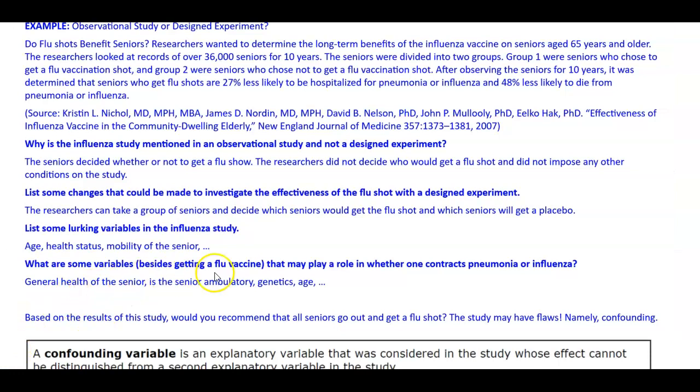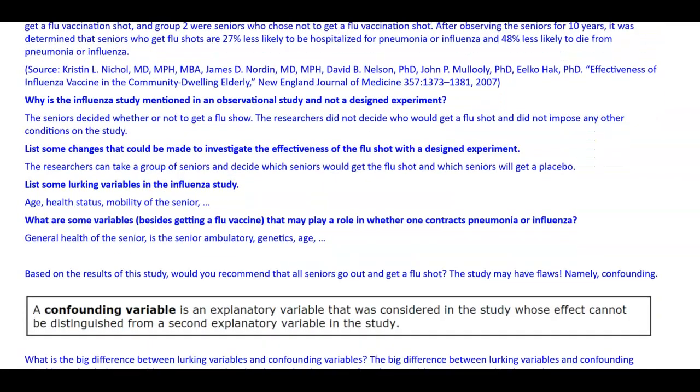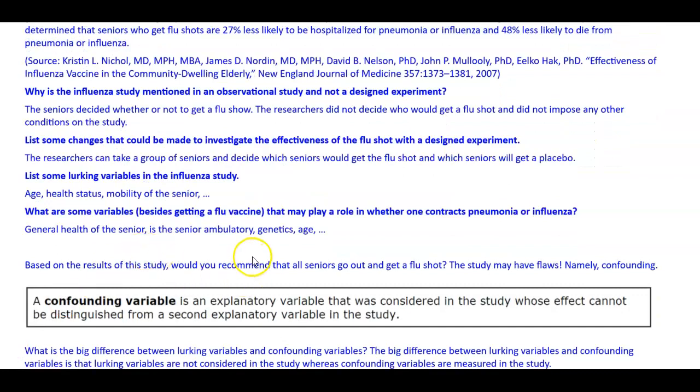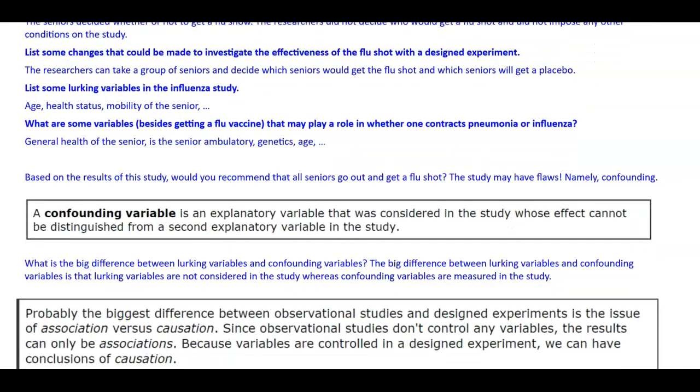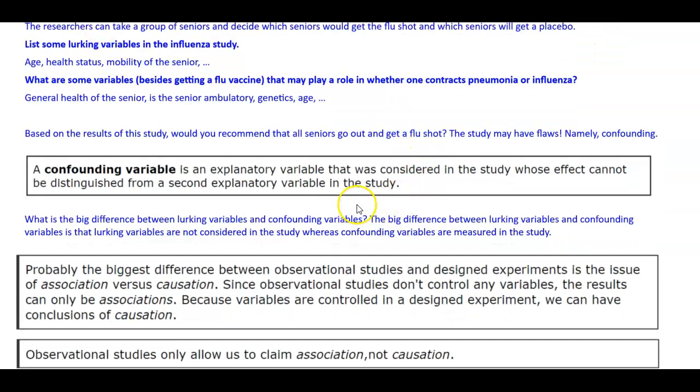What are some variables besides getting a flu vaccine that may play a role in whether one contracts pneumonia or influenza? General health of the senior. Is the senior ambulatory? Genetics, age. So based on the results of this study, would you recommend that all seniors go out and get a flu shot? Well, the study may have flaws, and again, namely confounding. Now, a confounding variable is an explanatory variable that was considered in a study whose effect cannot be distinguished from a second explanatory variable in the study.